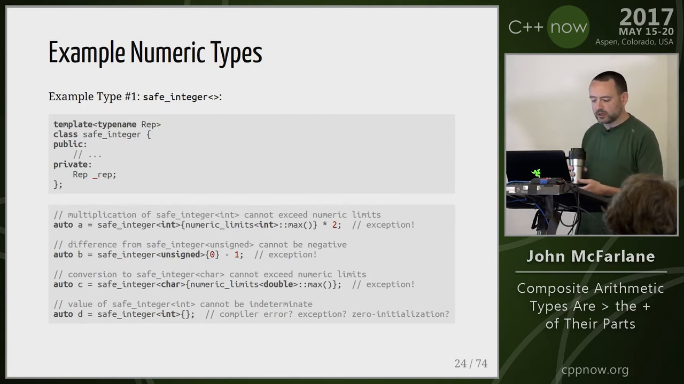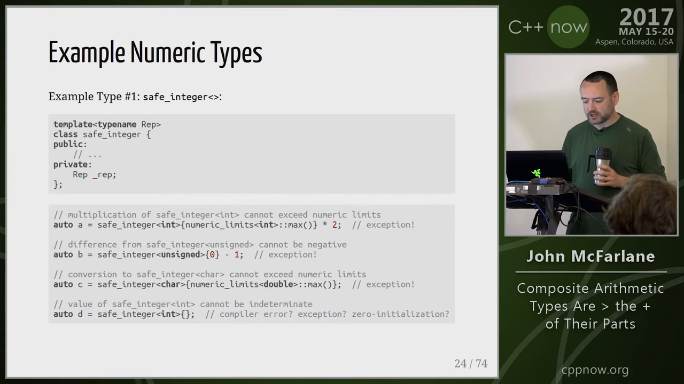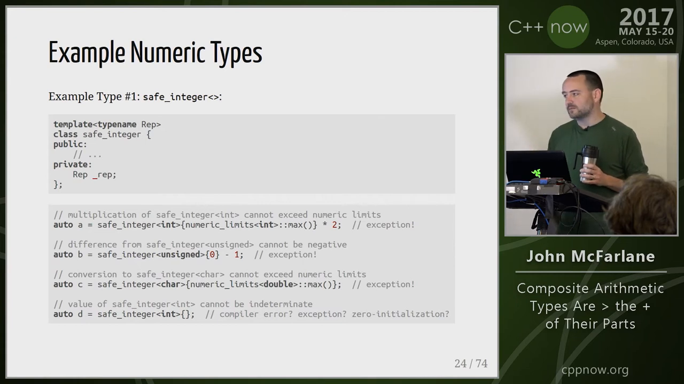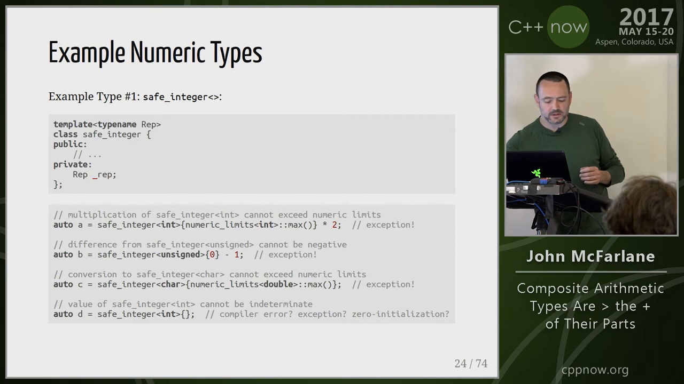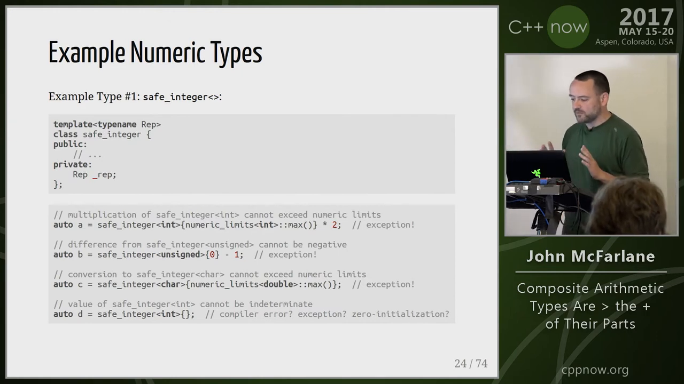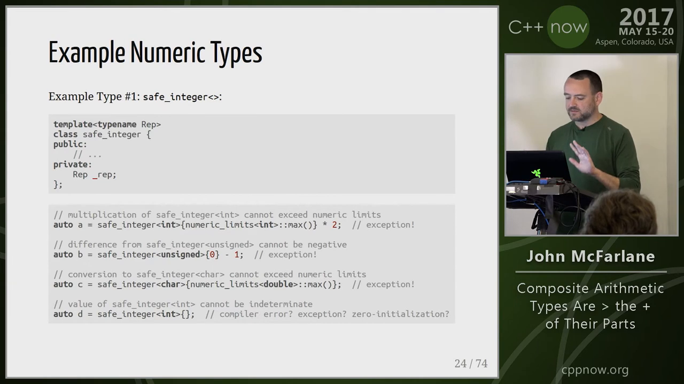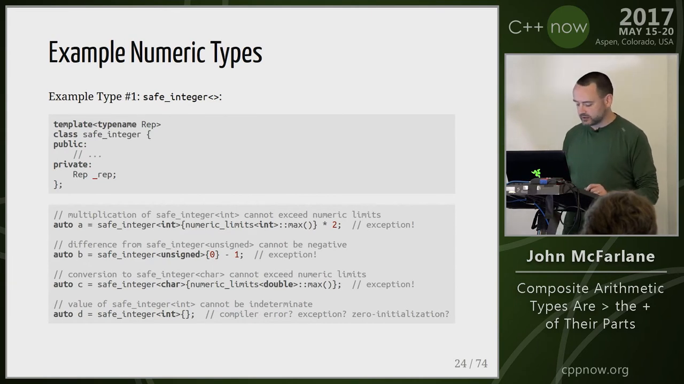D is a slightly different case because it doesn't relate to overflow. It's related to undefined, uninitialized data. If you declare an automatic variable, an integer, say, and you don't initialize it with a value, the value is indeterminate. And if you read it before you write to it, you have undefined behavior. However, there are various different ways to deal with that situation with various trade-offs.